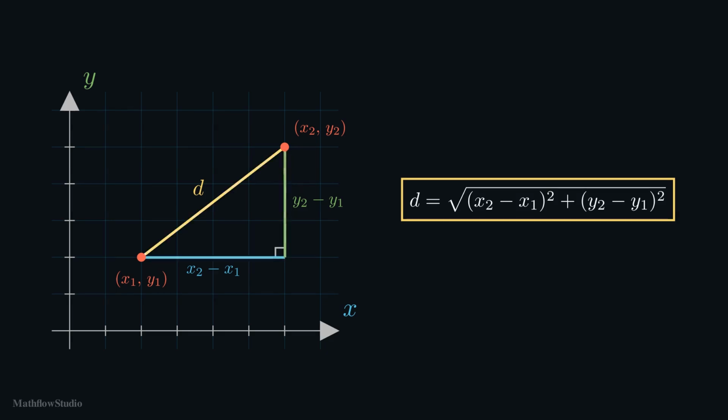So, to measure the distance between any 2 points, build a right triangle on the segment that joins them. The two legs are simply the differences in the x and the y coordinates, and the hypotenuse, through the Pythagorean theorem, gives you the distance.